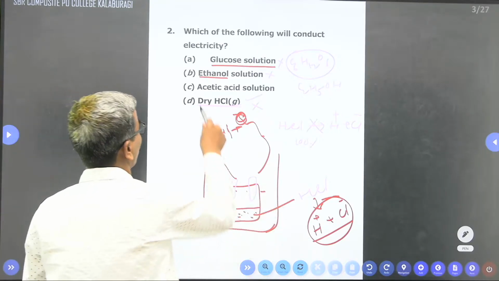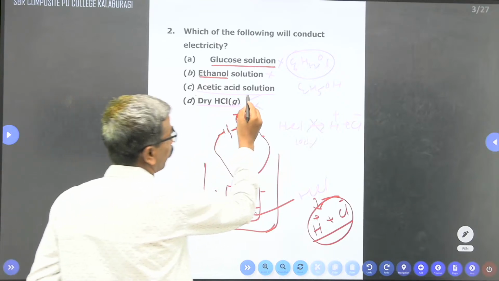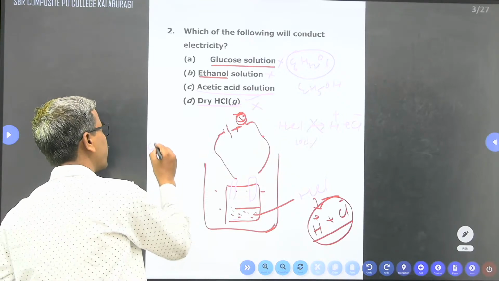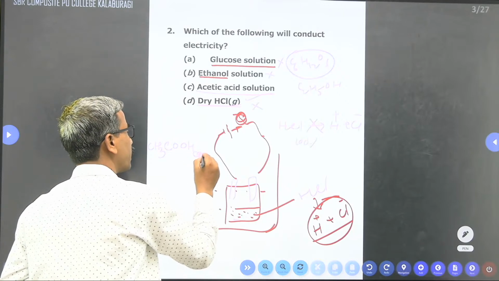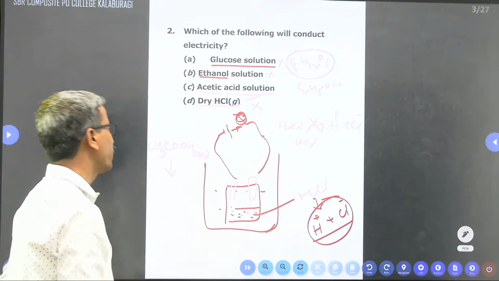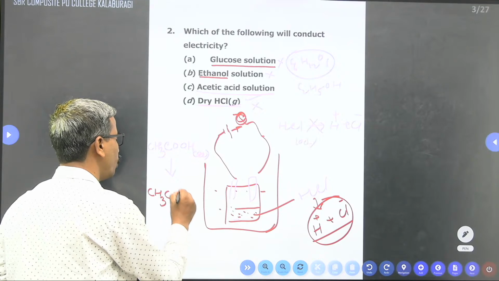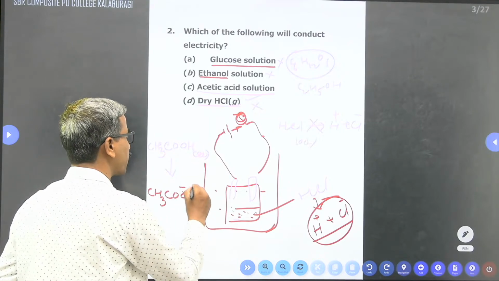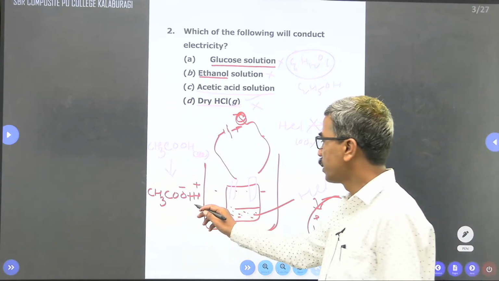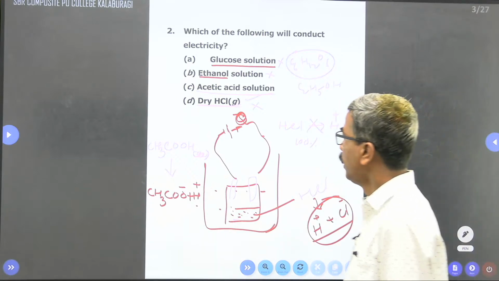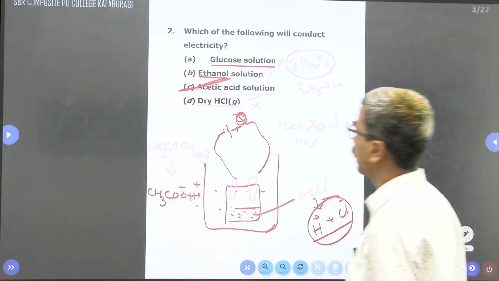Then the remaining one is acetic acid. Remember, here they have given acetic acid solution. When you take acetic acid, CH3COOH, in water, that is aqueous, it will dissociate into its acetate ion, CH3COO minus, and H plus ion. That's why it is going to produce ions, and the H plus ion is responsible for conducting electricity. So based on that, C is the correct option, acetic acid solution.